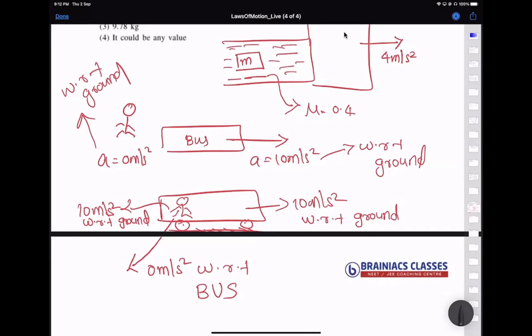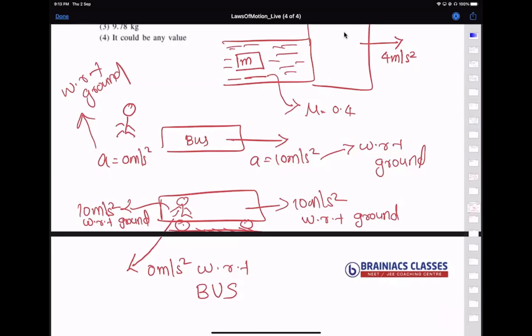One person is standing on the ground and looking at me, and he sees me moving with the speed of 10 meter per second. But if a person is standing inside the bus and looking at me, I am not moving. So with respect to the bus, my speed is 0, which means we always take the difference of the speeds.